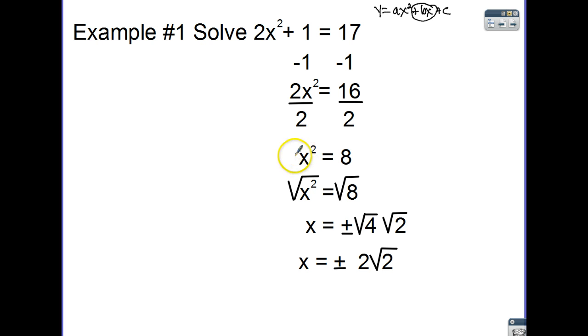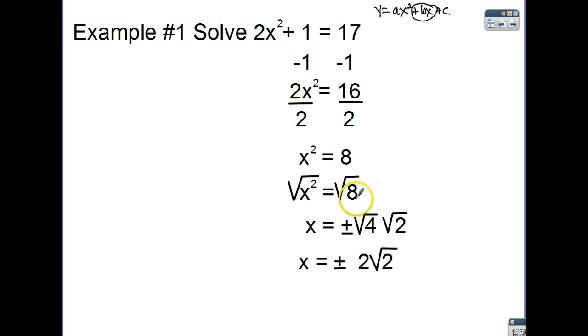Once the squared term is by itself, use the square root as an operation on both sides, and square and square root will cancel, and it gives you x. X is by itself, so that's what we wanted. Every time you use the square root as an operation in solving equations, you have to preface it with plus or minus. There it is. And the way we'll deal with the square root of 8, we'll simplify it in this step.